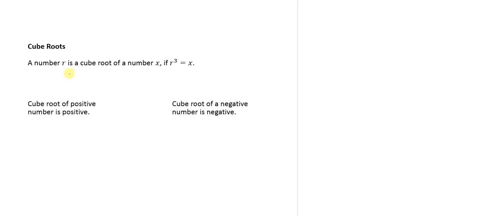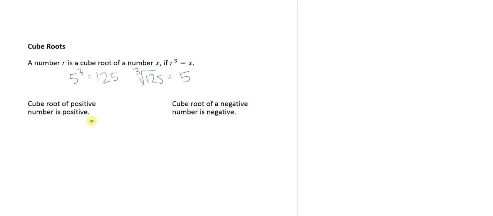Let's stick again with our example of 5. 5 cubed is equal to 125. 5 times 5 times 5 is 125. Therefore, the cubed root of 125 is equal to 5. Right? Now, the cube root of a positive number is always positive.